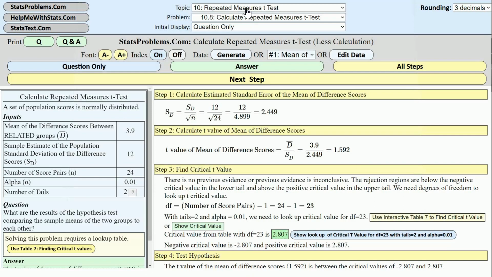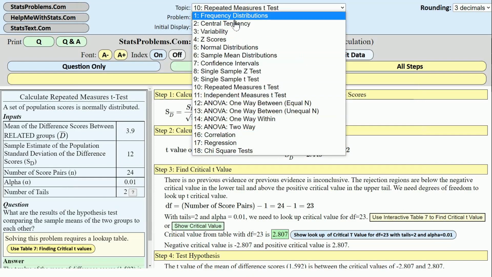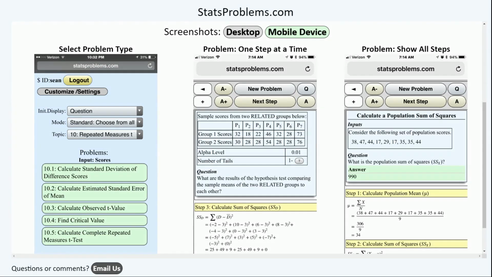The free website has statistical analyses in all of the most common areas in statistics. StatsProblems.com also has a mobile version so you can access the site from anywhere.